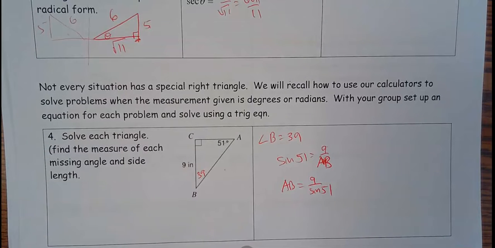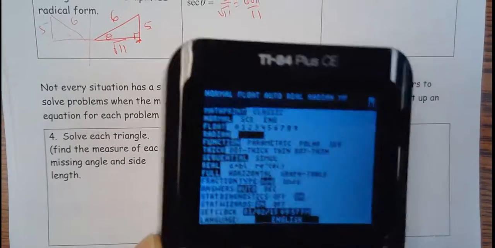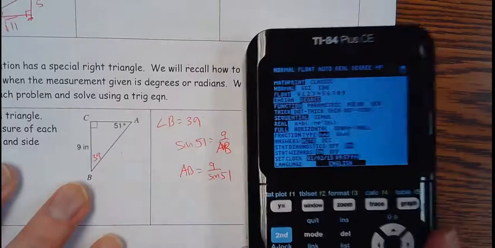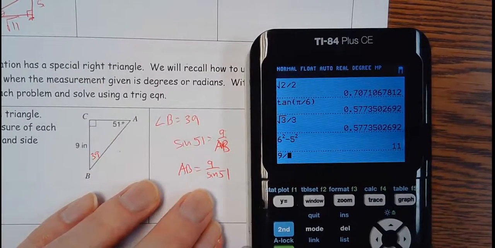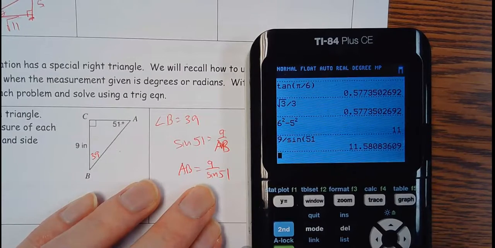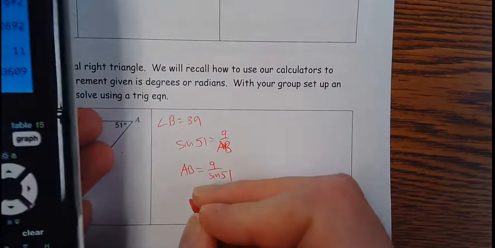Make sure you're in degree mode. So I'm changing back to degree mode, and I'm going to do 9 divided by sine 51, which is 11.58.